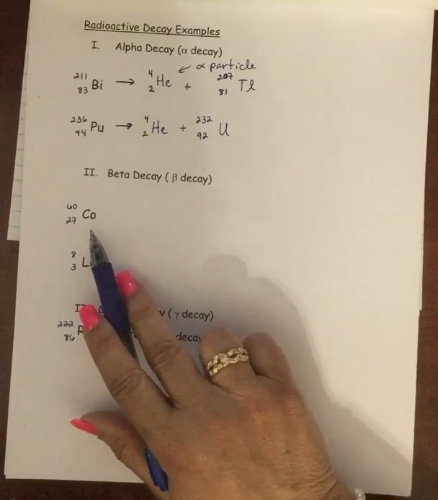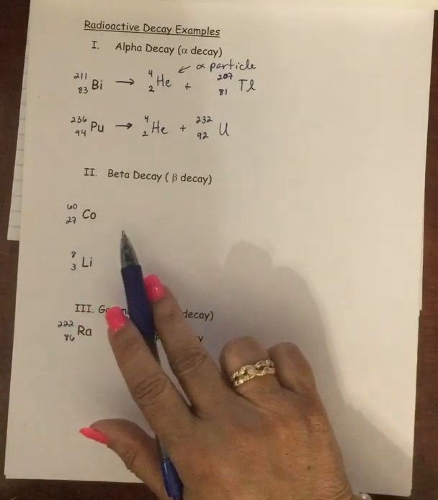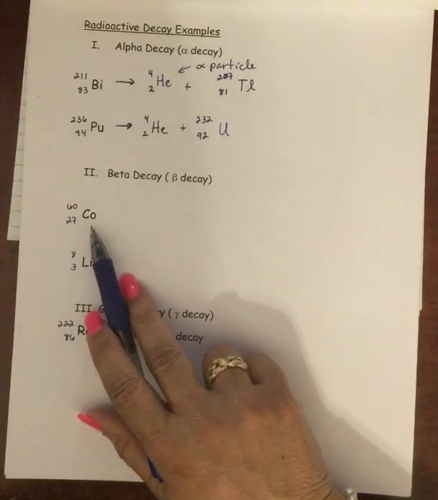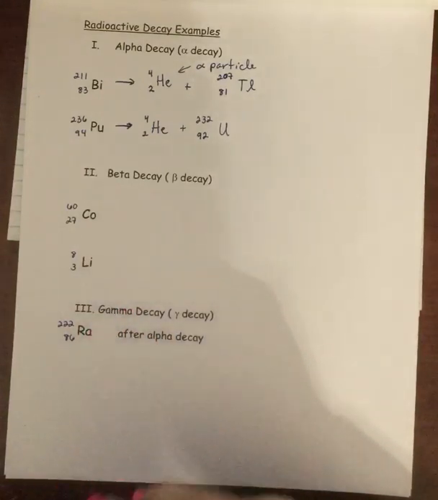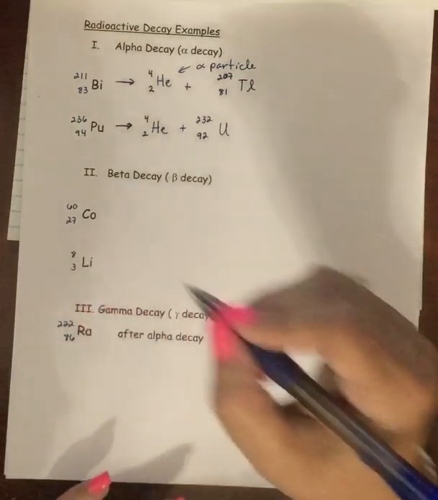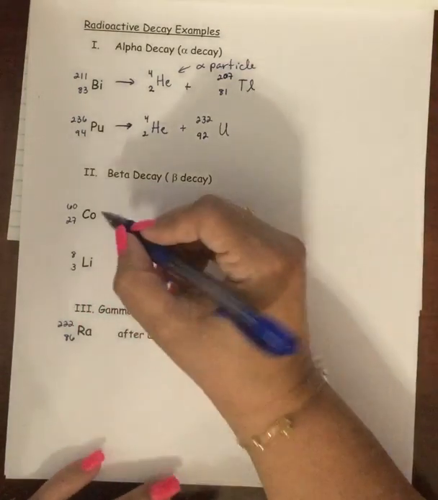And what it does, at least the one we're going to look at, what's called negative beta decay, is that it gives off a negative particle, an electron, and something called a neutrino. The neutrino is just a little particle that accounts for the difference in mass. It doesn't have a charge of its own. Okay, so we're not going to worry about the neutrino. We're just going to look at the electron that's being given off.